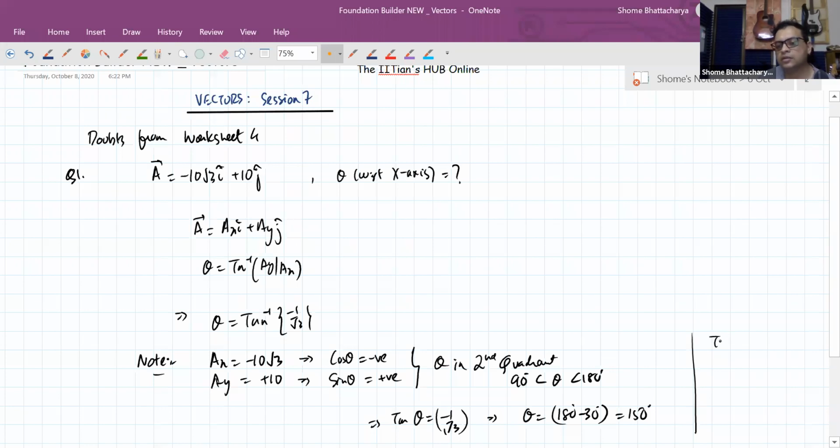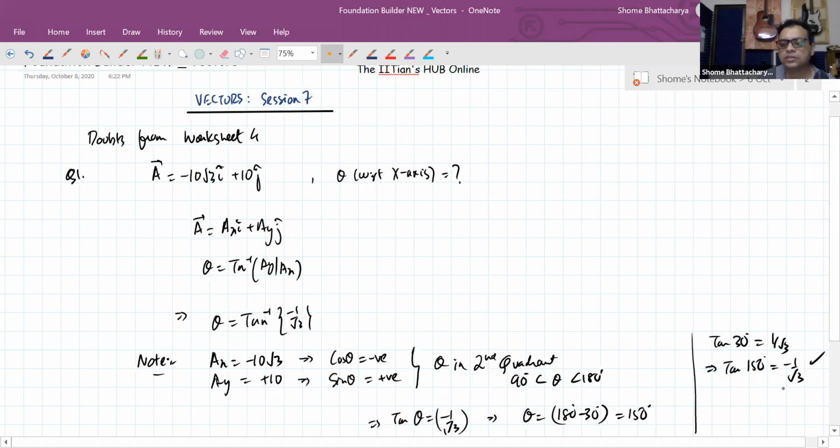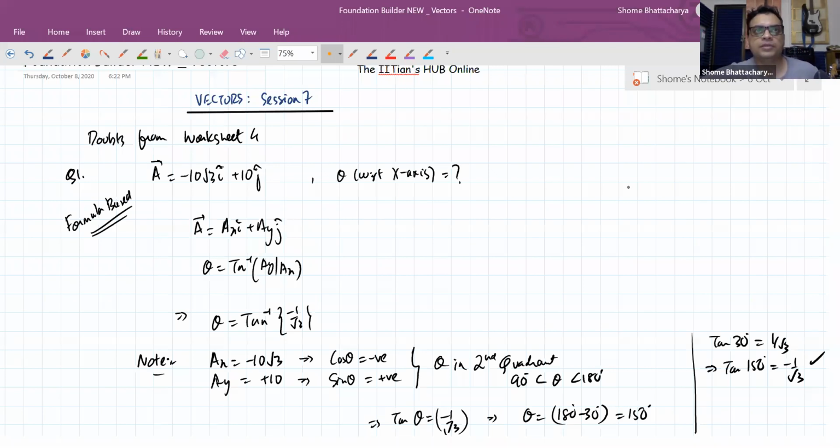Tan 30 is 1 by root 3, so therefore tan 150 is minus 1 by root 3. So this is the formula based approach. This is the primary method by which you should know how to solve this. Just make a note of this, and we'll also see the geometrical method of solving the same.